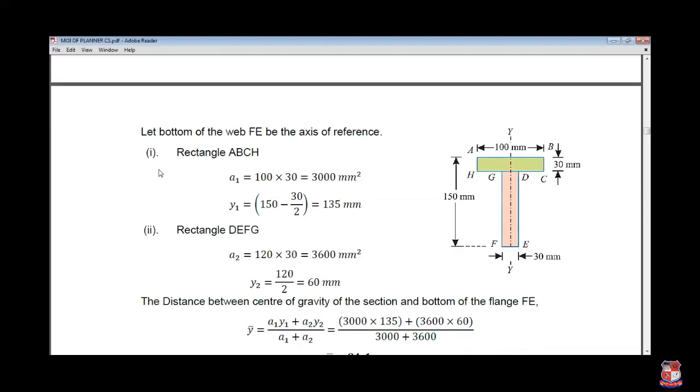Let us take the bottom of the web as a reference axis. They have considered one reference axis. This is the outermost axis, and this one is the other axis. So this is for x and this is for y. You have to take these as a reference.